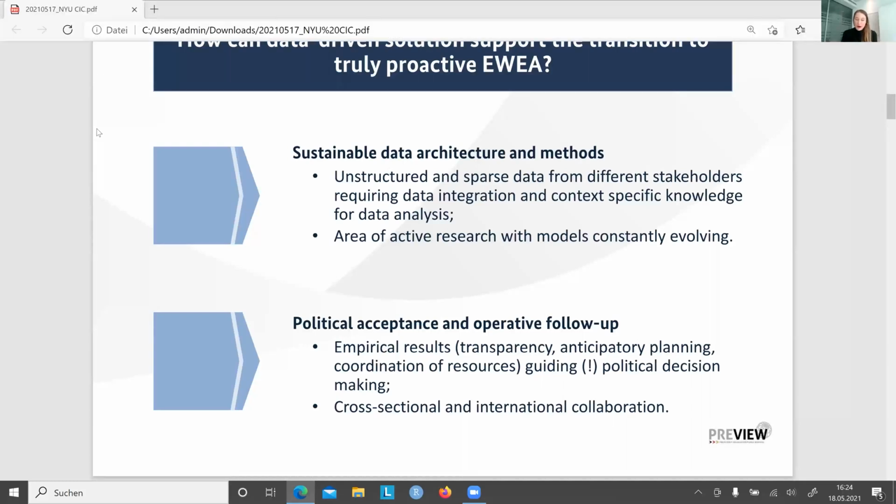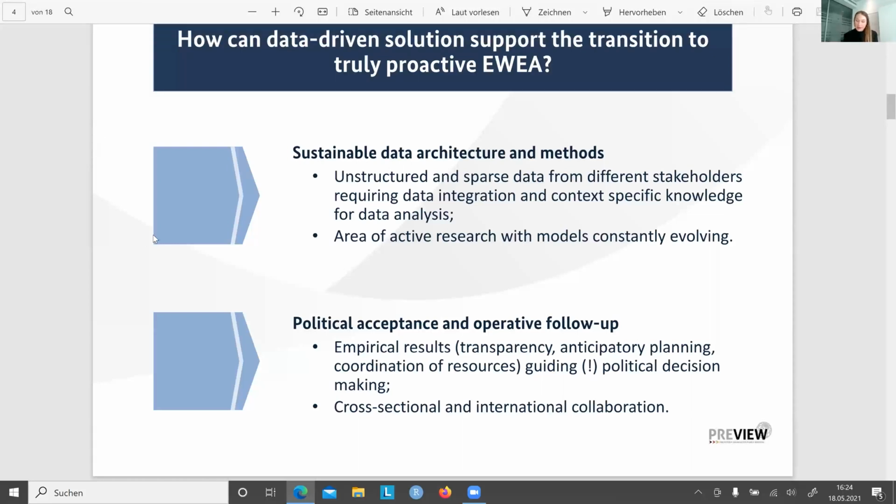Yes, thank you. So as far as the second point, political acceptance and operative follow-up is concerned, this is really the question of how we can make early warning tools relevant for early action and really guide policymakers. We identified three basic points by which data-driven tools can fulfill this function. The first is increasing transparency: data-driven tools have the capability to introduce standards for decision-making processes on intervention decisions, but also on the monitoring and evaluation of past interventions.